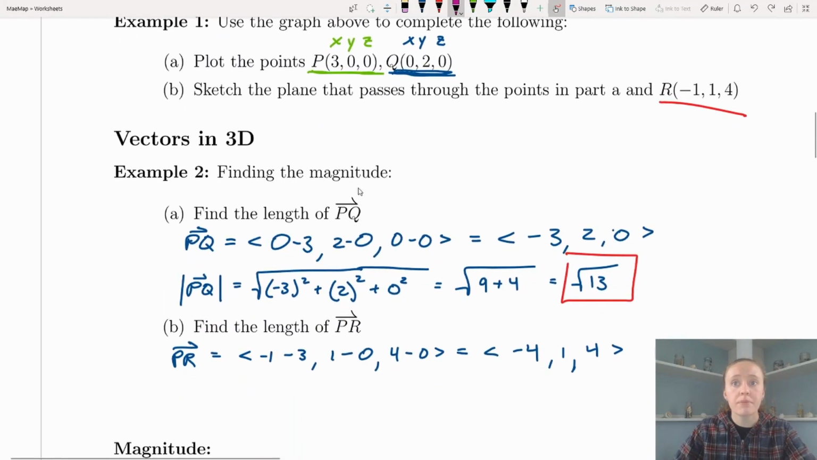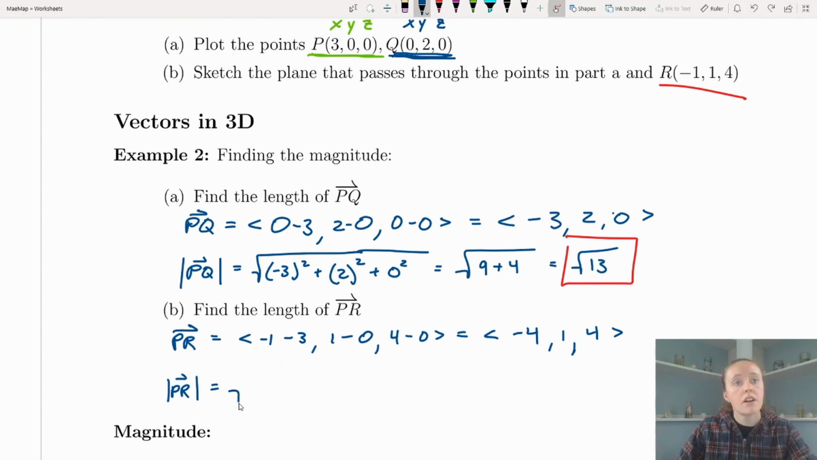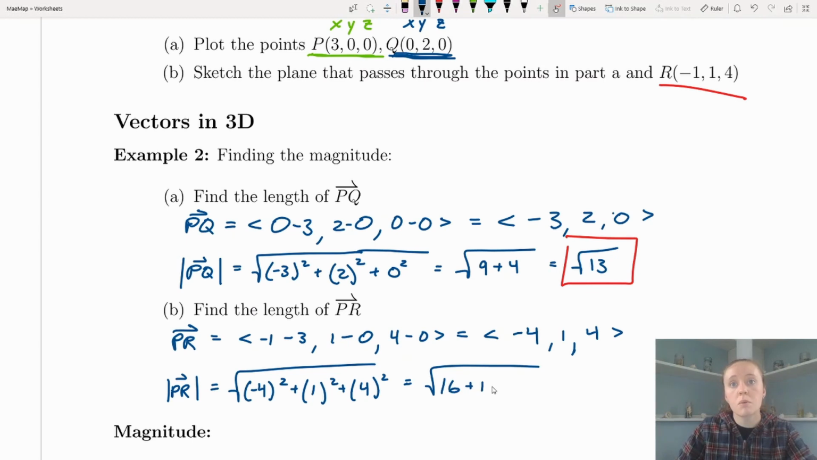And the length of that is going to be the square root of those components squared. So -4 squared plus 1 squared plus 4 squared. So that's going to be 16 plus 1 plus 16, which is going to be the square root of 33.